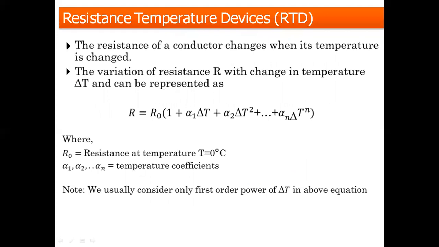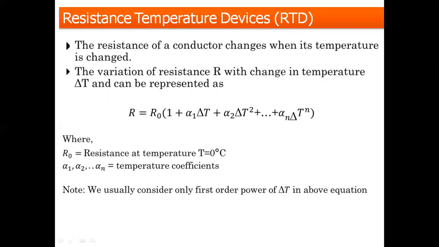So this is a governing equation that we use for the variation with temperature. Again, over here, the second order and higher terms are usually neglected. So we popularly use the formula R = R0(1 + α1 ΔT), where R0 is the resistance at 0 degrees temperature, alpha is the temperature coefficient of the material of which the RTD is made, and delta T is the change in temperature, and then you can find the value of R. There is a new resistance that is generated.